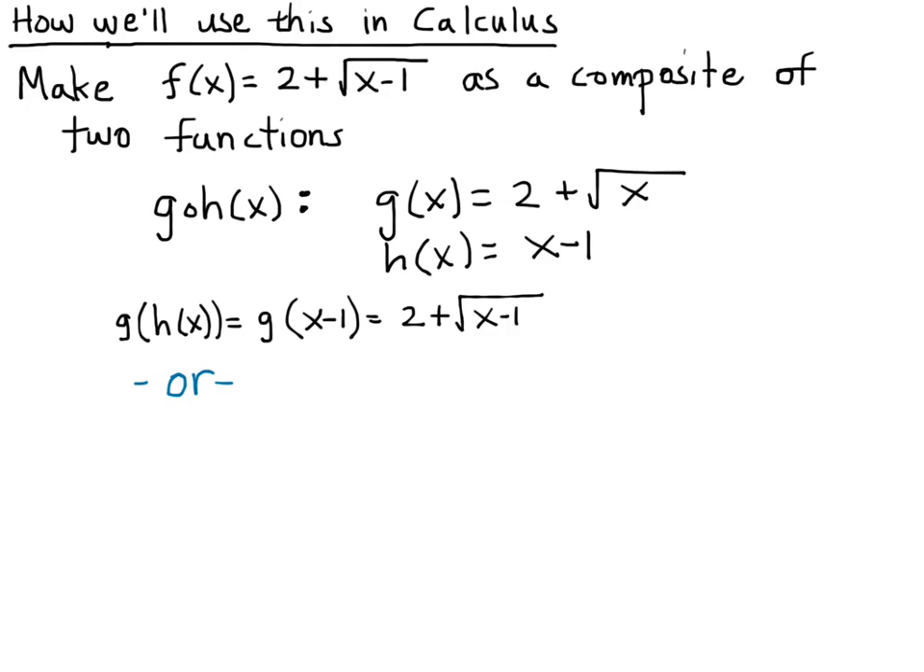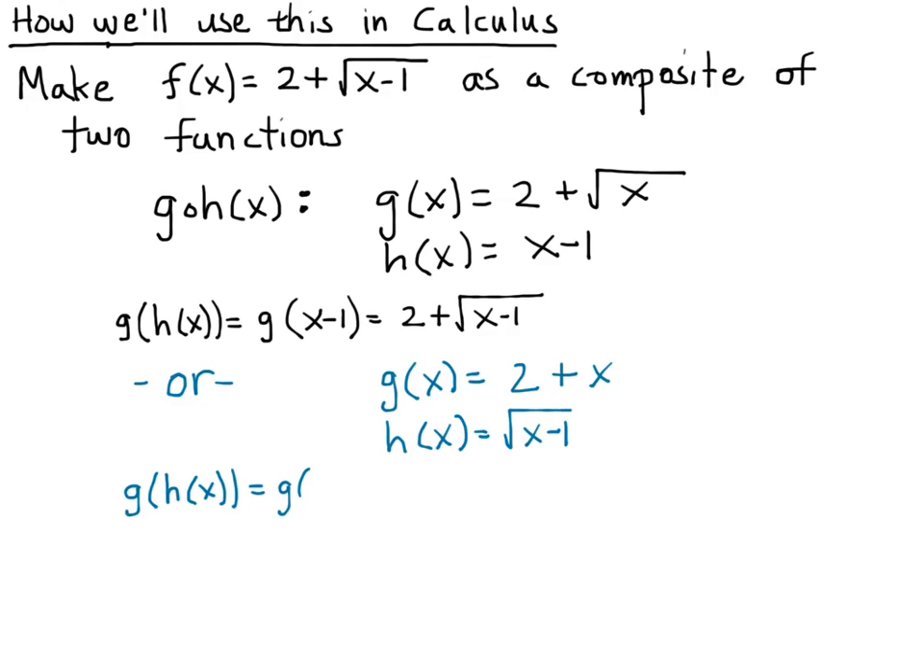Okay, but it's not unique. Okay, when you actually combine two functions, you'll get something that's unique. But if you're taking things apart, there's more than one way to take things apart. So an alternate would be, let's just have 2 plus x, and my other function is h at x equals square root of x minus 1. And so when I take g composite h, okay, it falls out naturally that way. So depending on what you want to do, you can decompose these functions in a number of ways.